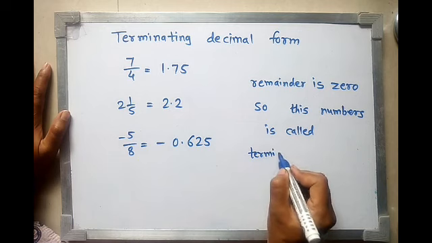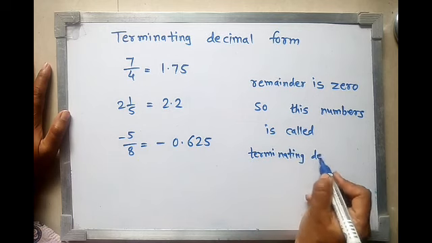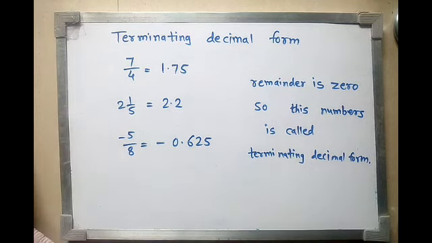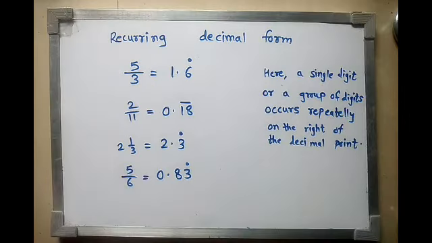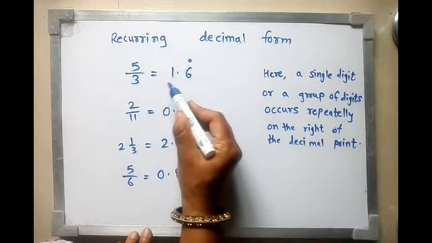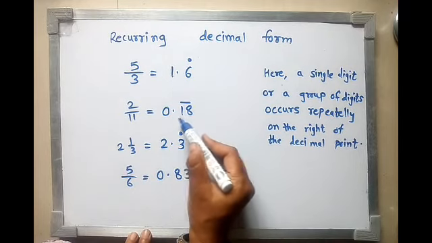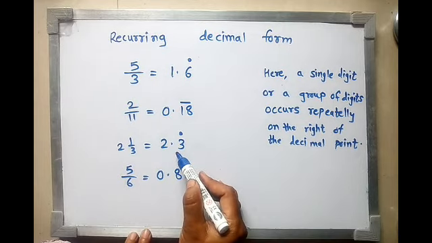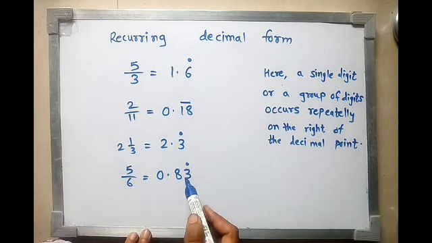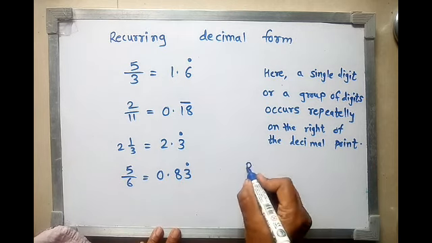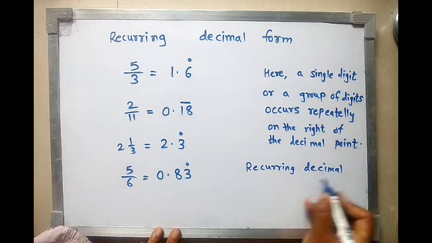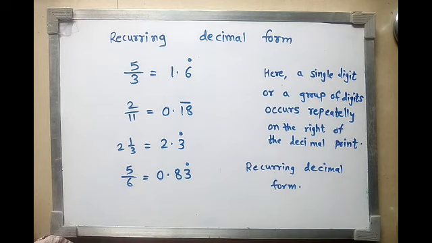Terminating decimal form. In all these fractions, division is complete, remainder is 0, so these numbers are called terminating decimal form. Recurring decimal form. In these fractions, division is not completed. One digit or a group of digits comes again and again. Here a single digit or group of digits occurs repeatedly on the right side of the decimal point. This is called recurring decimal form.